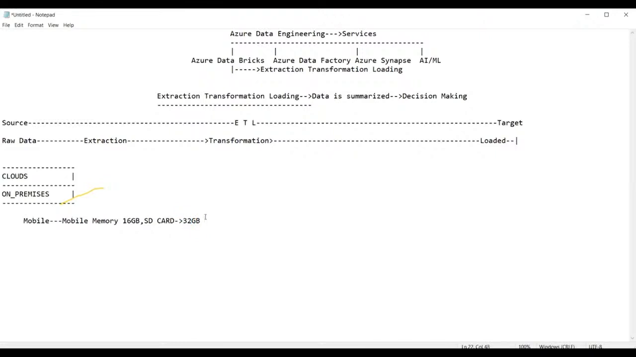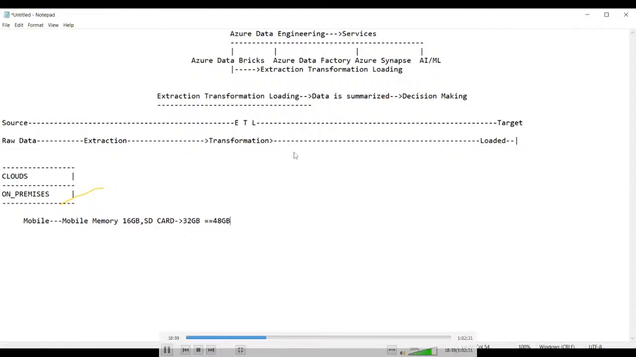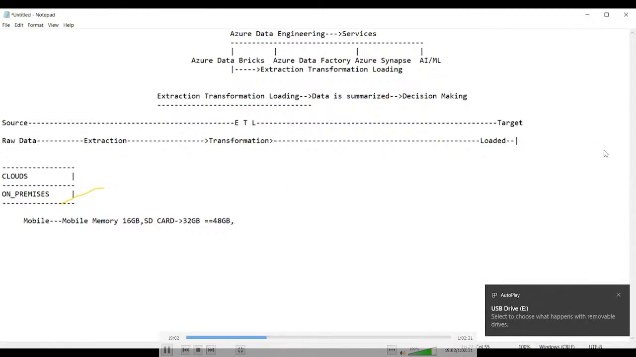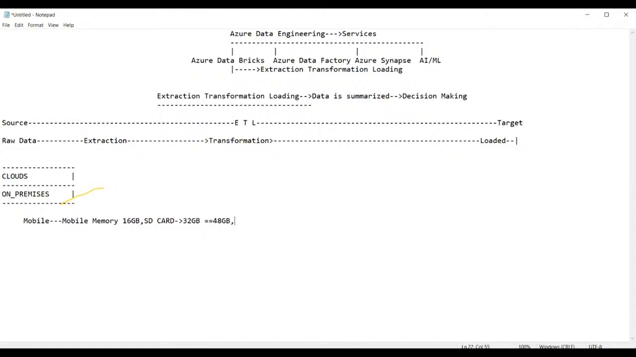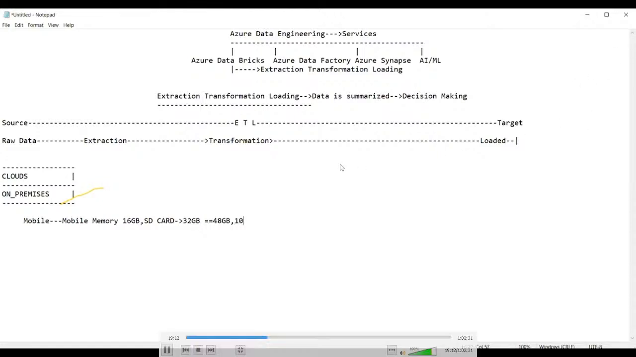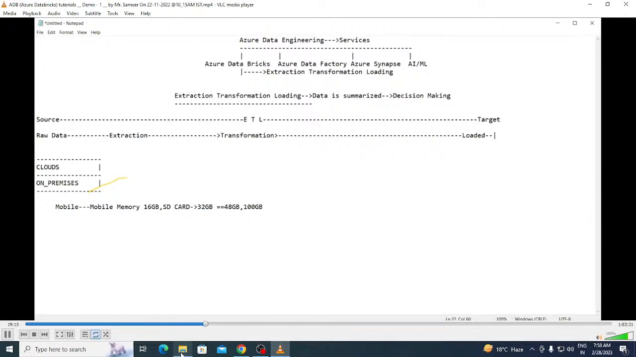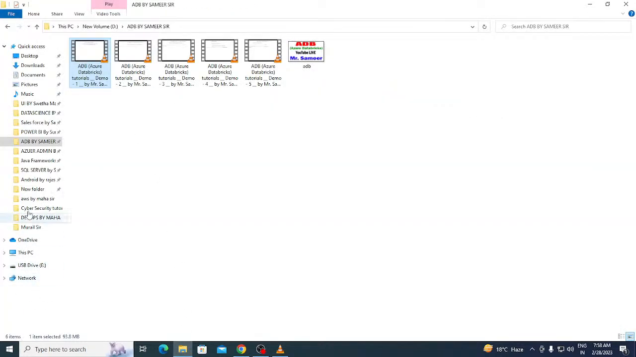So now tell me, in total, what is the amount of memory you have in your mobile phone now? 32 plus 16. Guys, tell me, 32 plus 16 means what? 48 GB. Very good. So in total, you can store up to 48 GB in your mobile phone along with the SD card. Now, the question is that I have some more videos and photos, etc., amounting to around 100 GB. Let us assume around 500 GB. Now tell me, how do you store this 500 GB?